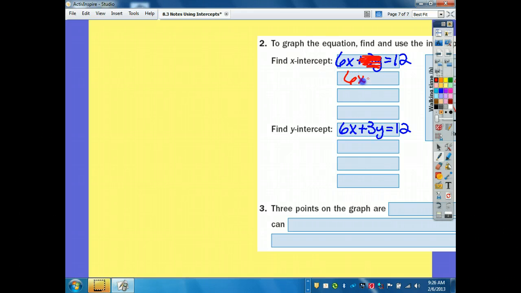Now I have 6x equals 12. Divide by 6. What does x equal? Positive or negative? So then go down here, find the y. I have to put 0 in for the x. Divide both sides by 3. And what does y equal, class? Positive 4. Nice. So now let's graph it, which I think you already saw my answer for my graph.